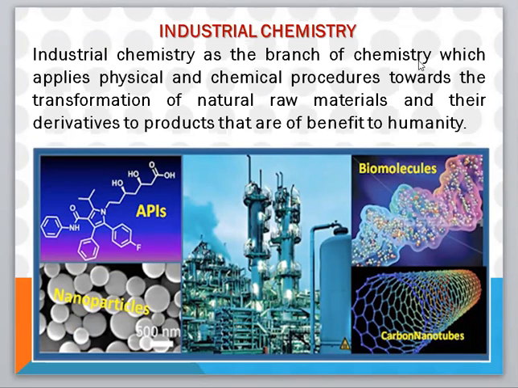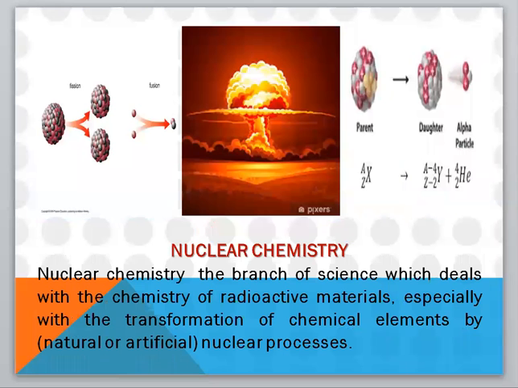Industrial chemistry is a branch of chemistry which applies physical and chemical procedures towards the transformation of natural raw materials and their derivatives to products that are of benefit to humanity. Nuclear chemistry, that branch of science which deals with the chemistry of radioactive materials, especially with the transformation of chemical elements by natural or artificial nuclear processes.